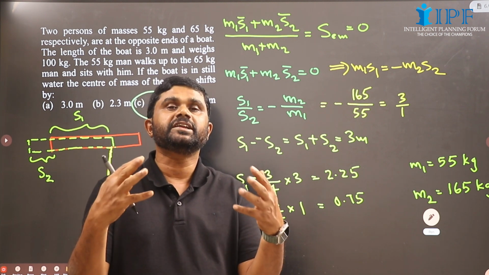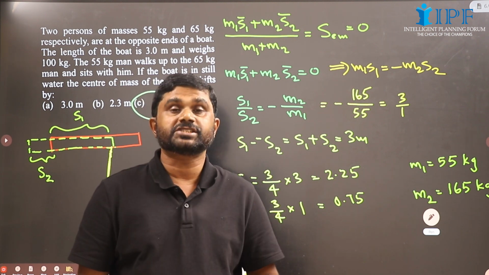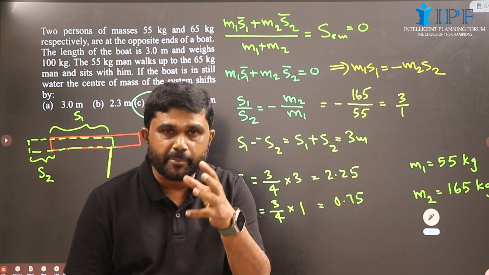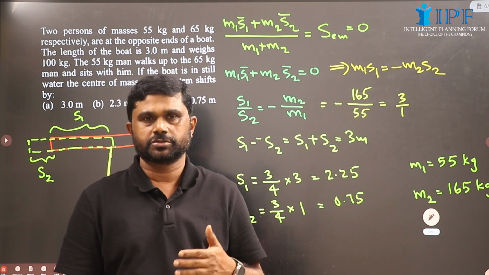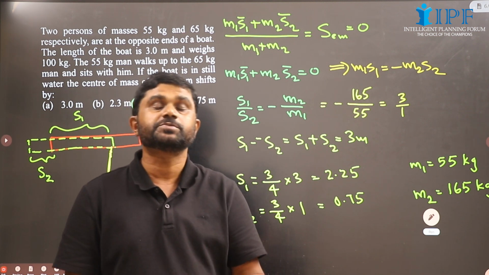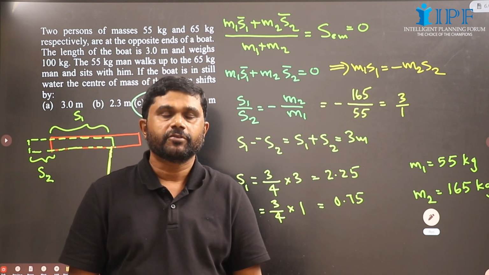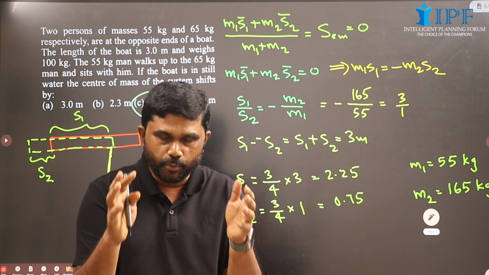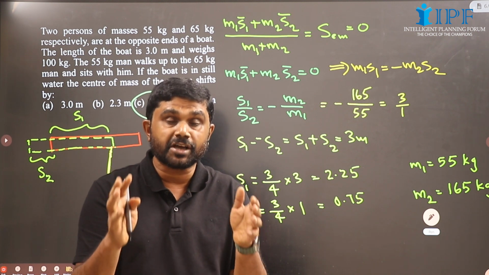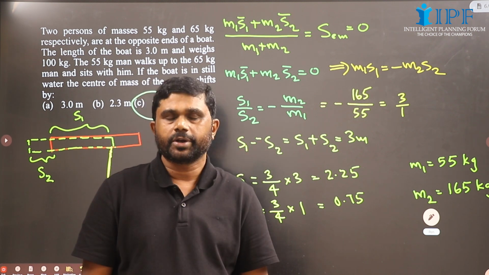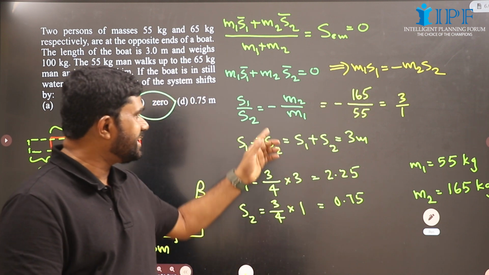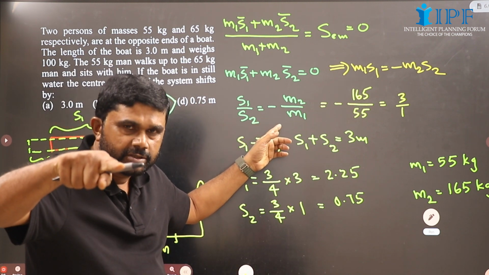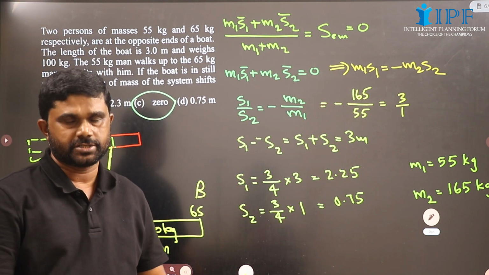See, what is the significance of that negative sign? S1 is the absolute displacement of the man who walks over the boat, and S2 is the displacement of the rest of the system. Why is it called the rest of the system? Because there is the boat and also another man sitting on the boat. So this negative sign is to show that S1 and S2 are in opposite directions.